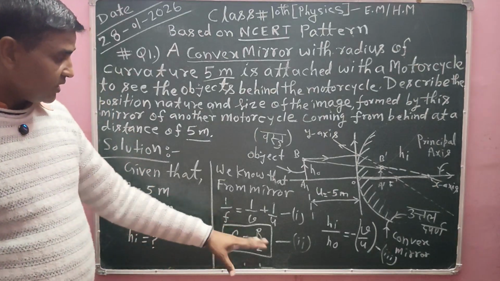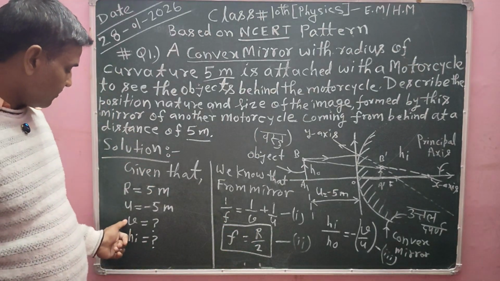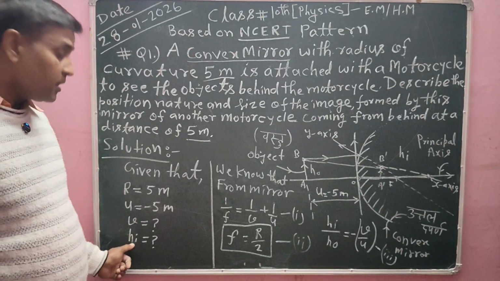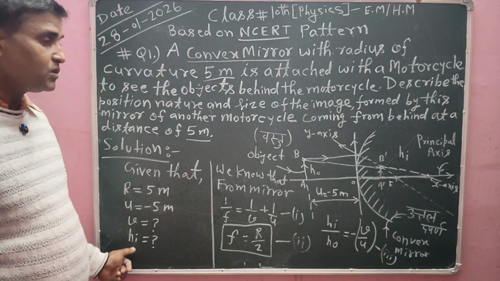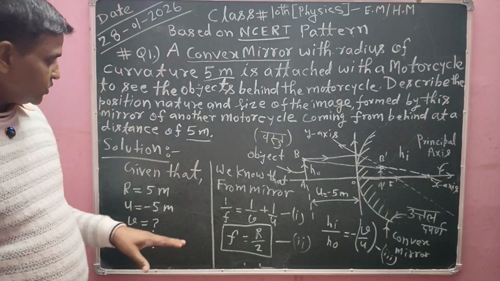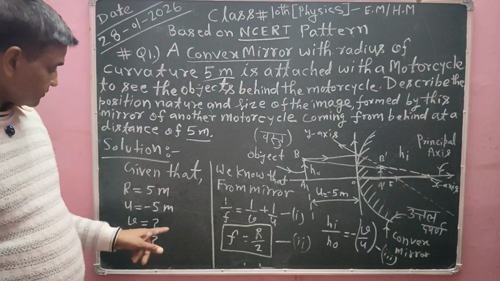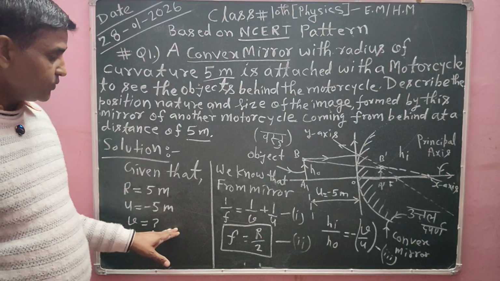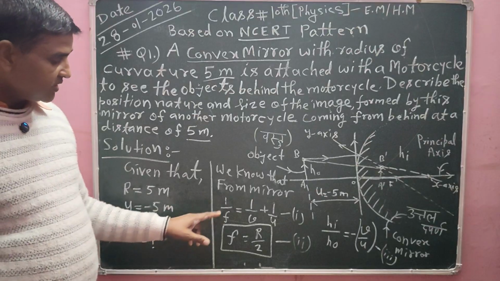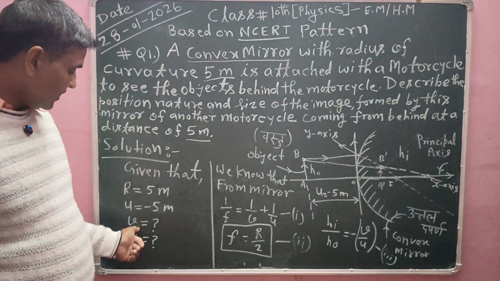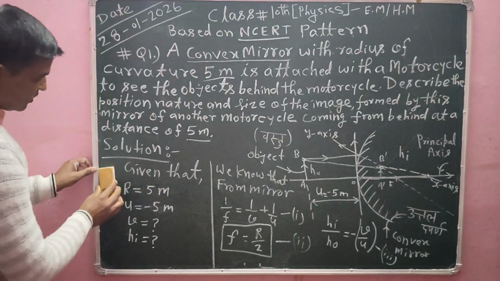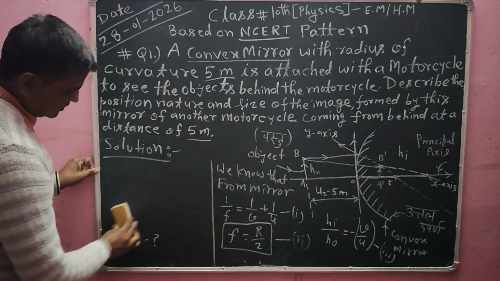Use these 3 formulas to evaluate the value of V and also to evaluate the value of HI, that is image height. Okay student, now further here there is no extra space, therefore I will erase all this information, and after erasing this information we will get the value of V, and also we will get the value of HI. Okay student, so one by one I am going to evaluate.